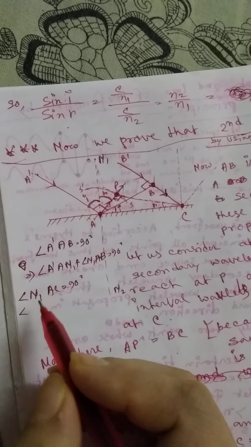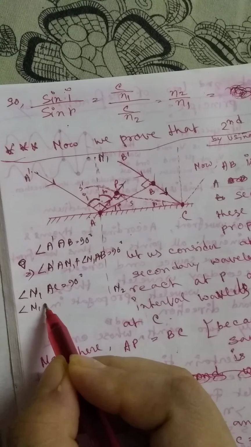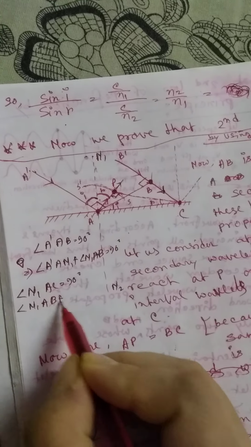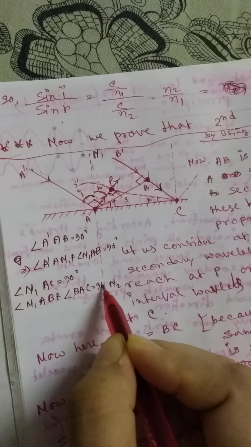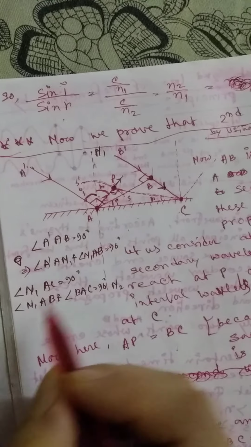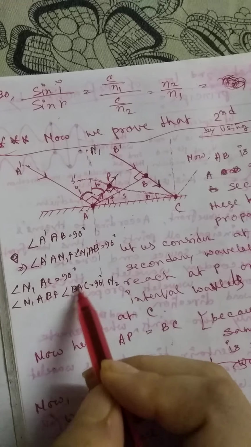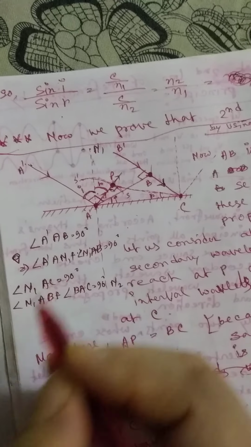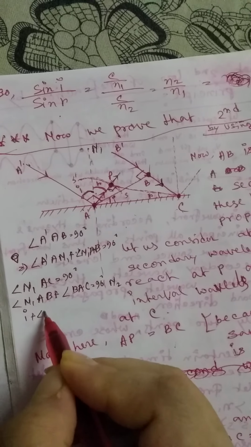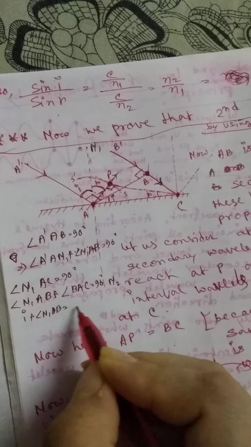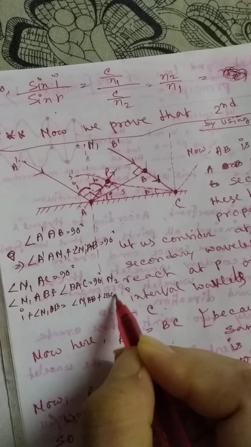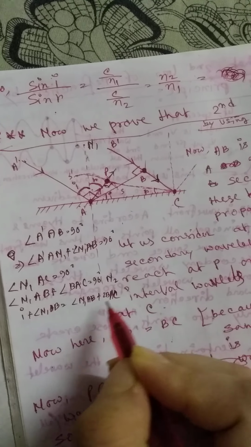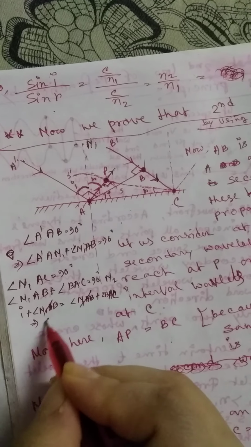Now N1AB plus BAC equals also 90 degree. So just add these two equations. If we compare these two equations, then this is I, right? So I plus N1AB equals N1AB plus BAC. So this is cancel. So BAC equals I.